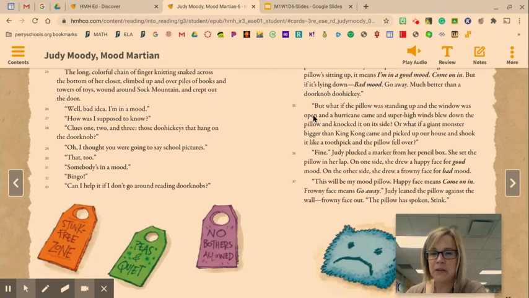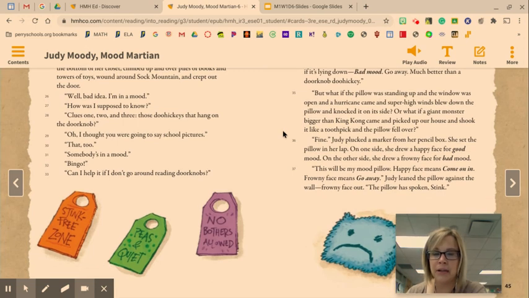"But what if the pillow was standing up and the window was open and a hurricane came and a super high wind blew down the pillow and knocked it onto its side? Or what if a giant monster bigger than King Kong came and picked up our house and shook it like a toothpick and the pillow fell over?"